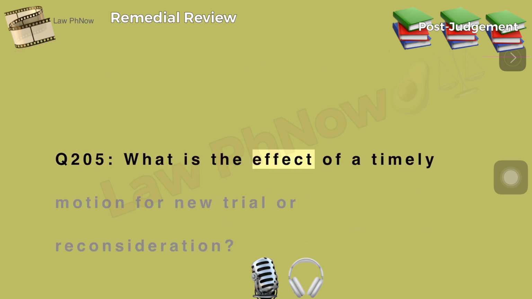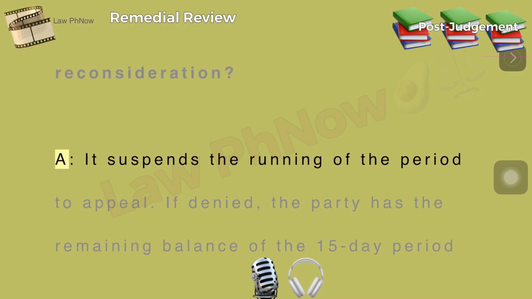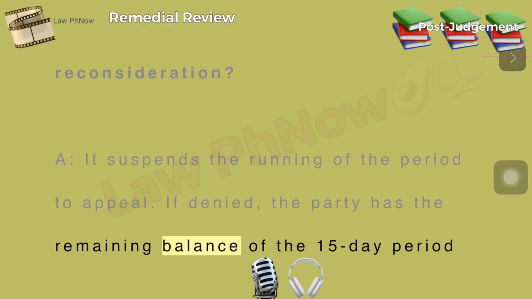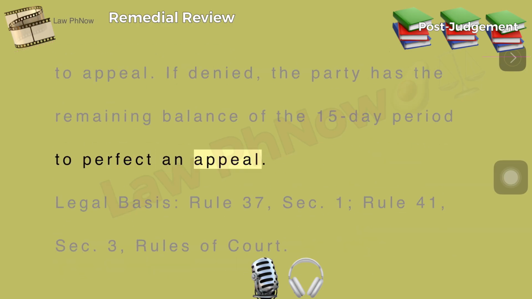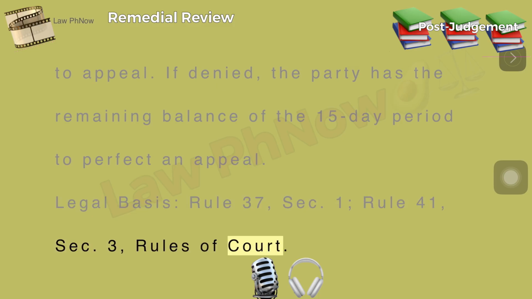Q205. What is the effect of a timely motion for new trial or reconsideration? A. It suspends the running of the period to appeal. If denied, the party has the remaining balance of the 15-day period to perfect an appeal. Legal basis, Rule 37, Section 1, Rule 41, Section 3, Rules of Court.